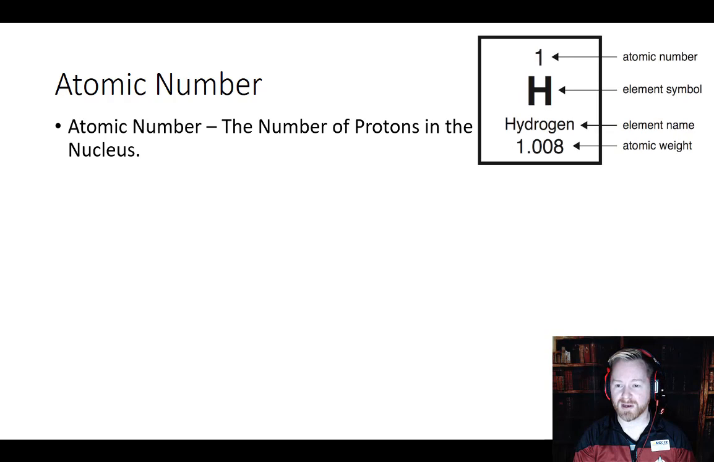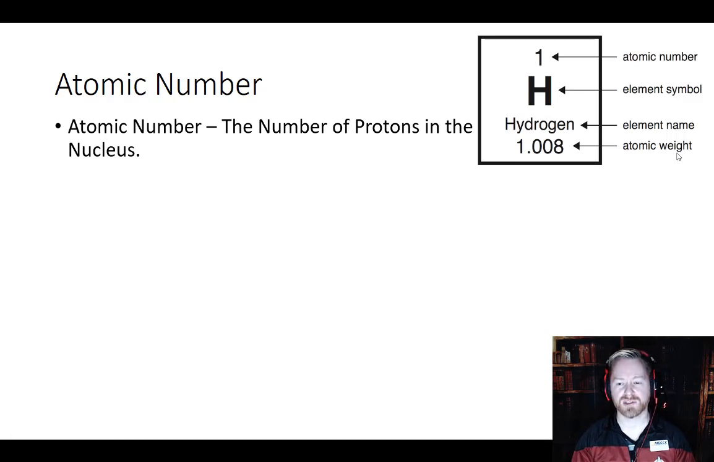When you see it written on a periodic table of elements, generally speaking, the atomic number is usually found at the top, maybe the top corner, of this little square. You also have the symbol for the element. The element name is usually written out, and then also the atomic weight. The atomic weight is the number of protons plus neutrons.